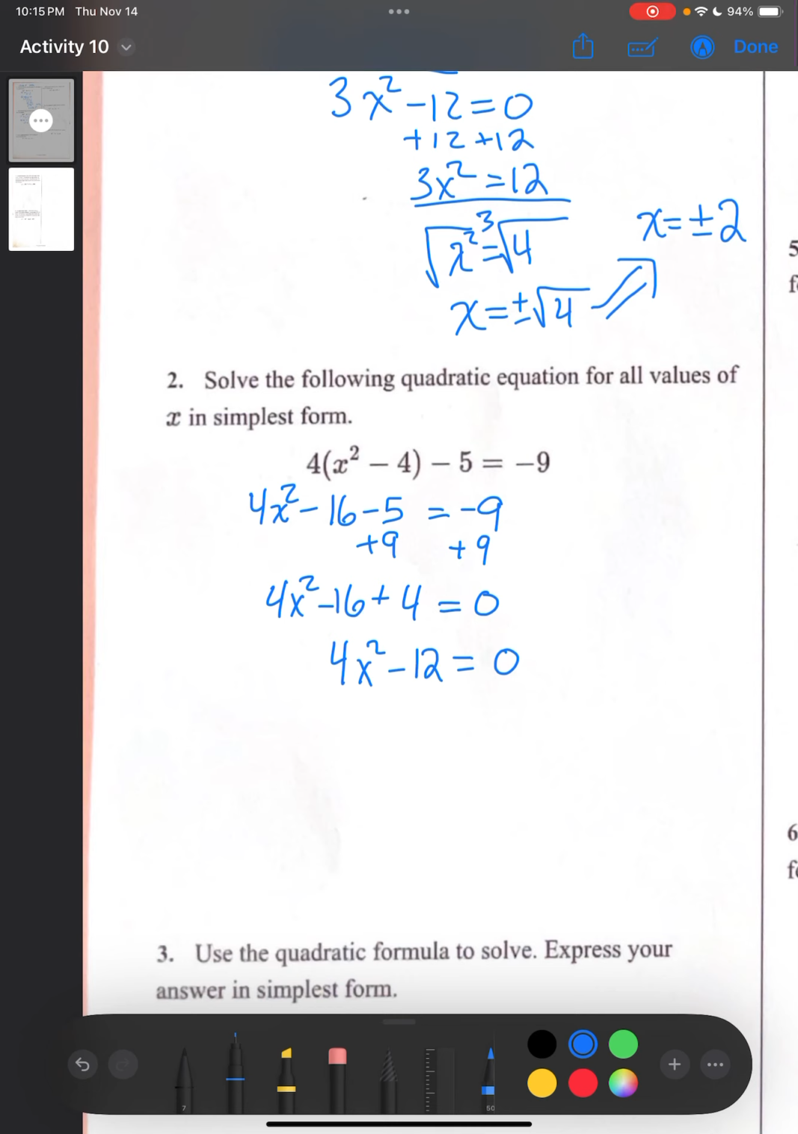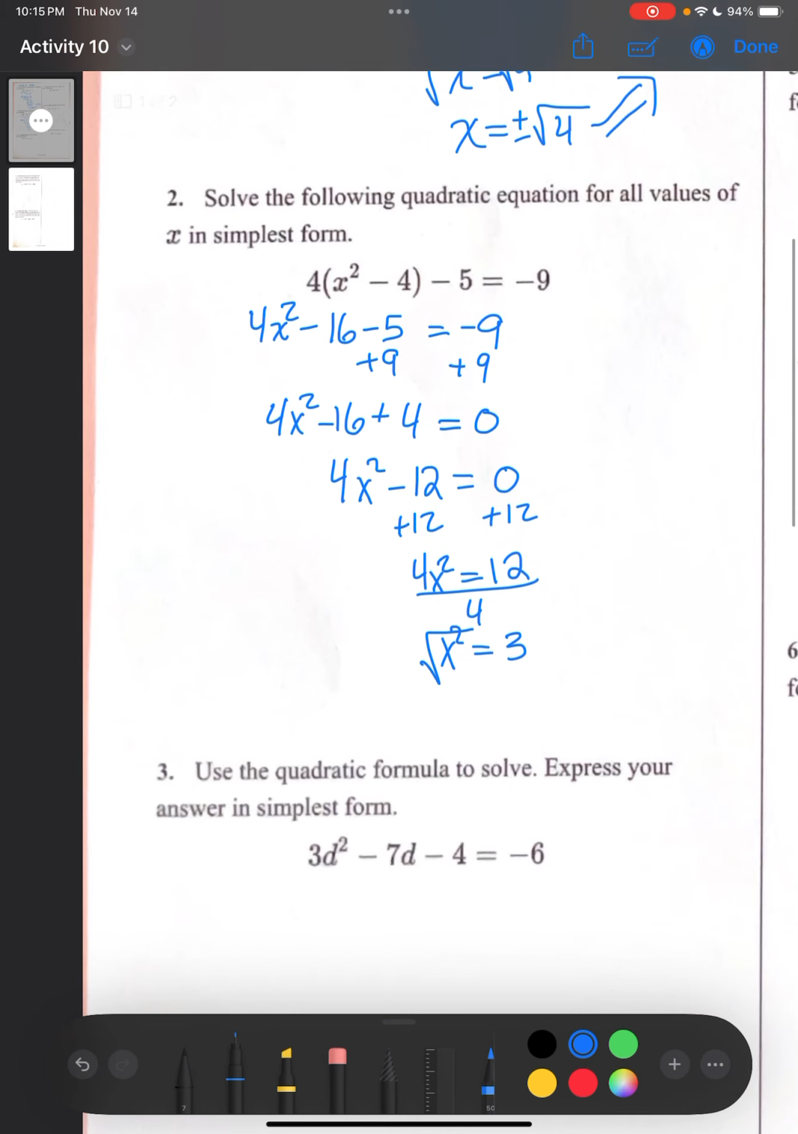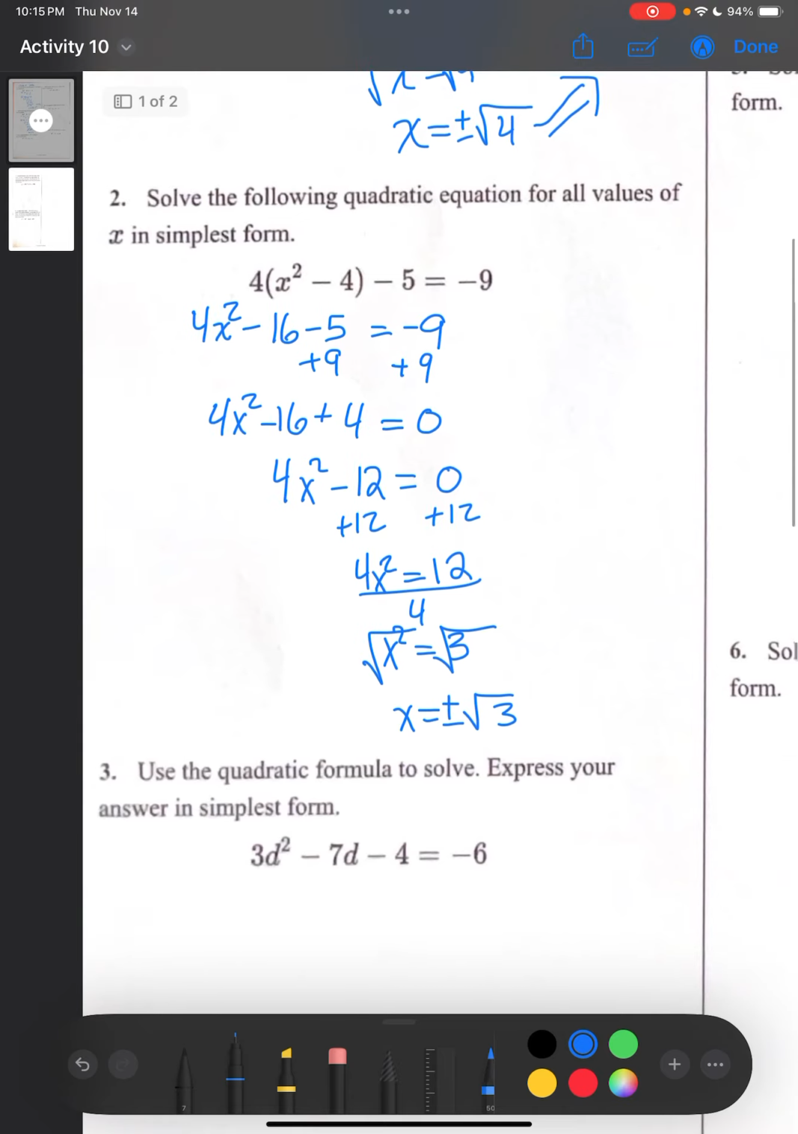Again, we want the x to be on its own, so we're going to add 12 to both sides. Then we have 4x squared equals 12. Then we'll divide both sides by 4. Then we have that similar thing of last time where we have an x squared equaling some number. This is where you take the square root, right? So then we have x, it's the square root of 3. Always remember, positive or negative.